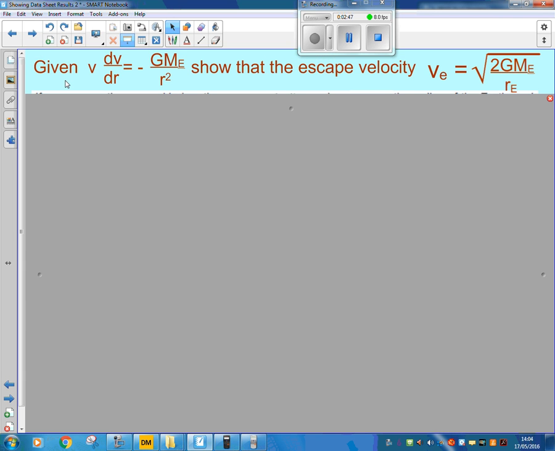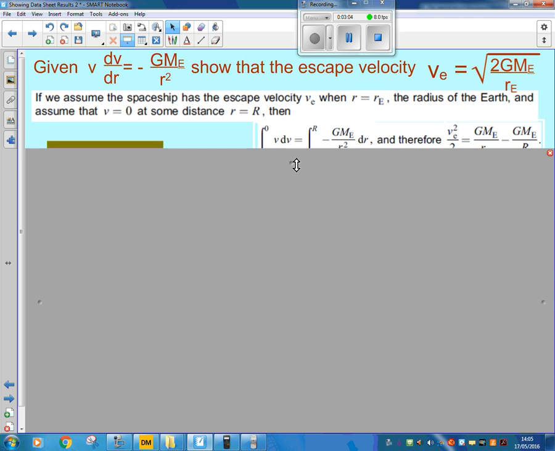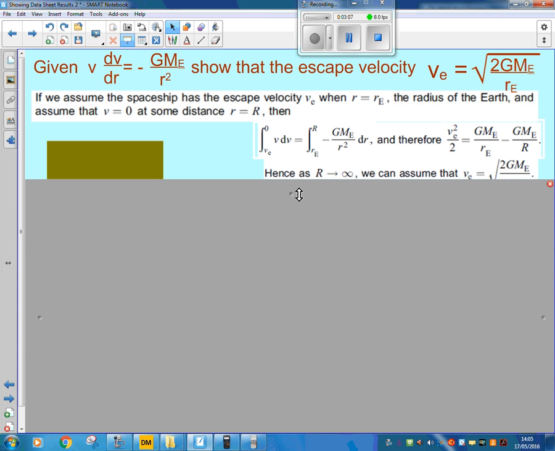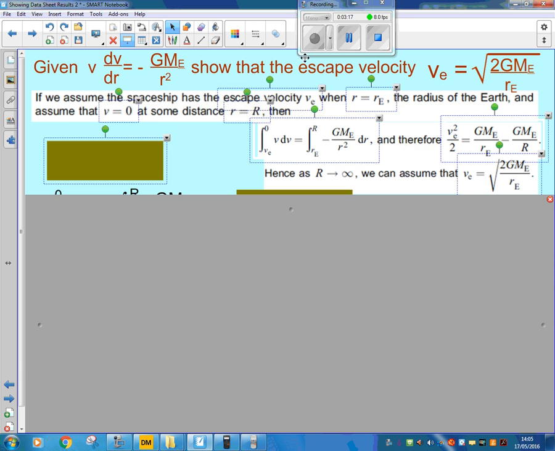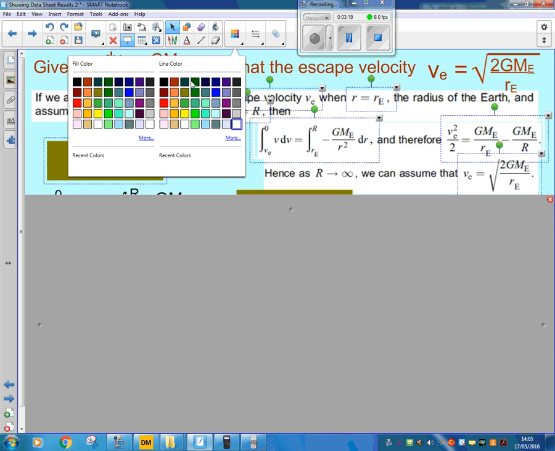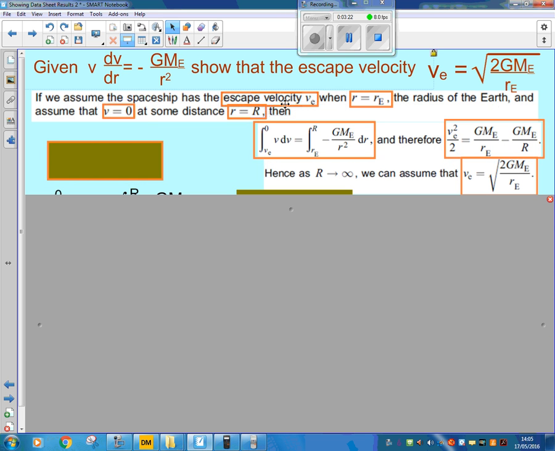Next bit. You're given that v dv dr is minus g me over r squared, and from that you've got to work out the escape velocity, which is v with a little e to show it's escape velocity, is this square root over here. So again, let's look at the relevant bits on the data sheet. This is further down on page 5, and you'll see that there's lots of important information here. So if I actually look at some of those, these are the key bits of information.